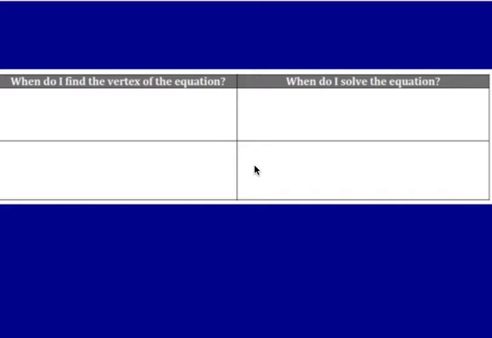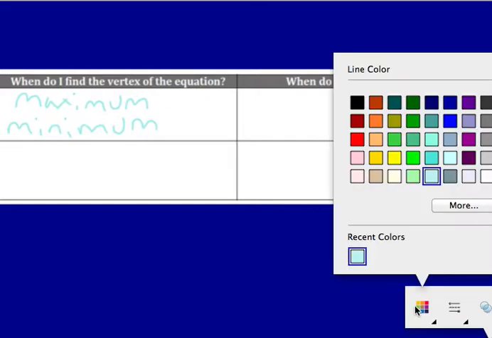So we're going to be talking about quadratic applications. This is Unit 5, Notes 5. When you're looking at this, we want to figure out when we find the vertex of the equation. Here are some words we want to look for. If anywhere in the problem it talks about the maximum or the minimum, that's when we need to use the vertex.